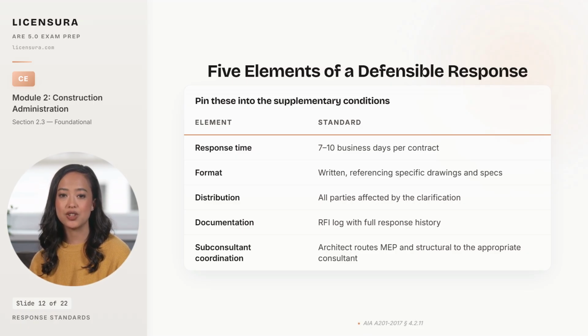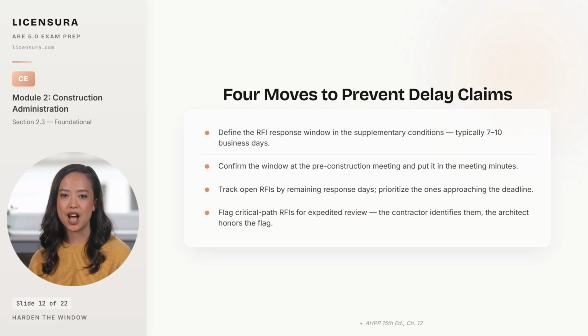4 hard moves at pre-construction lock the response window so it cannot be litigated later. 4 hard moves at pre-construction will prevent almost every delay claim lawsuit in this domain. First, define the RFI response window in the supplementary conditions, not in a project procedures memo that nobody signs. 7 to 10 business days is the most common range, and the supplementary conditions are part of the contract. They have contractual weight that a project procedures document does not. Second, confirm the window at the pre-construction meeting and put it in the meeting minutes signed by the contractor's superintendent.